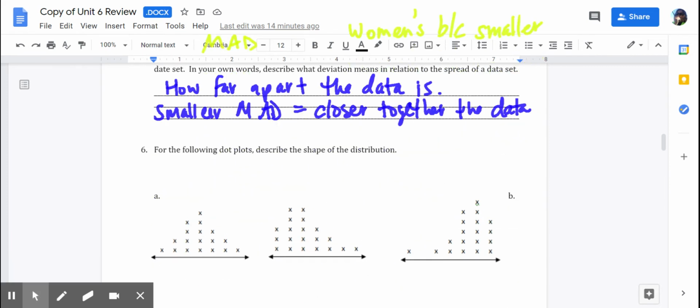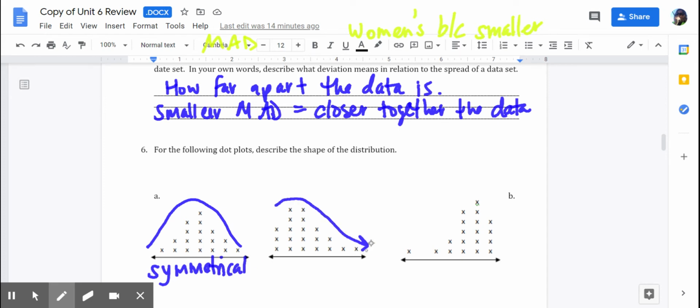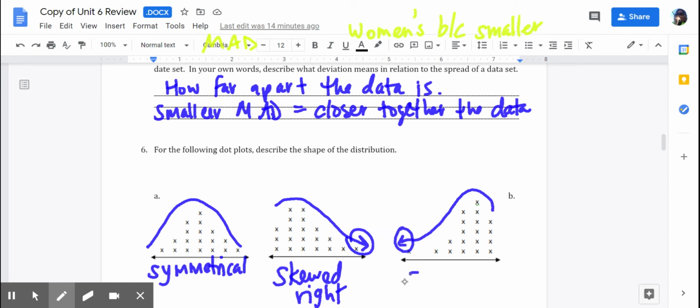As we go to number 6, it wants us to describe the shape of these distributions. Well, we know that we have 3 terms. We have skewed to the left, skewed to the right, and symmetrical. Remember, you're just going to trace the outside of your data, so I can find that this first one is symmetrical. So I look at the second one, I face the arrow, so this one will be skewed to the right. And as we do the last one, we face the arrow, so that is skewed left.